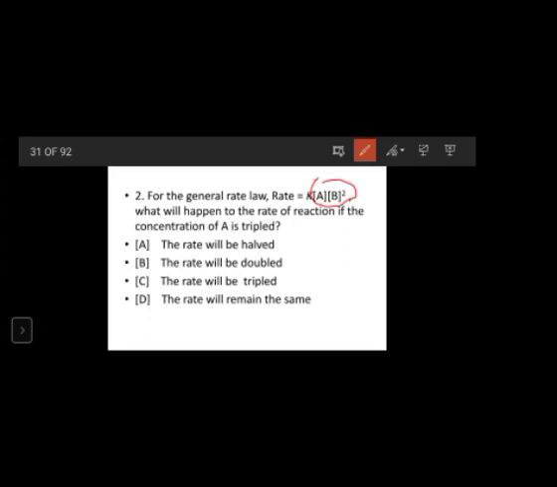What I have there, if I say rate is equal to K, A is 1. 1 raised to the power 1 is 1. B is 1. B raised to the power 2 is 1. And so what do you have? Rate is equal to just 1K. And then look at that. What will happen to the rate of reaction if the concentration of A is tripled?